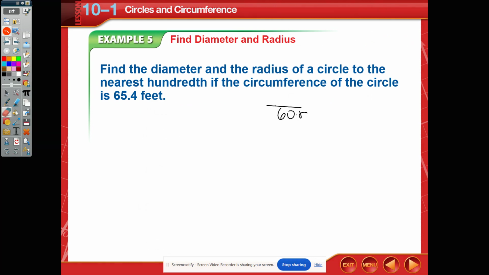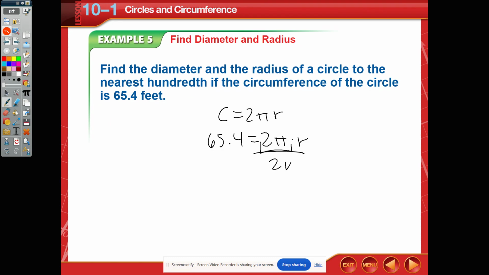Okay, so this is what I want to do. Circumference is 2 times pi times r. Fill in what you know. What do we know? We know the circumference is 65.4. Keep in mind, 2 pi is a number. It's 2 times 3.14. And to be exact, 2 pi is 6.28. Okay? So if we want to solve for r, we just divide by 2 pi.